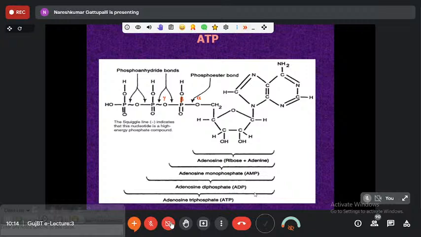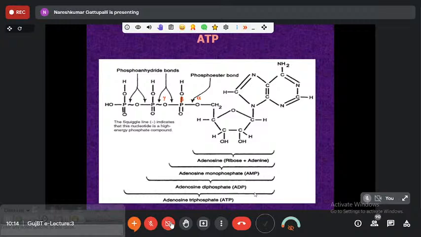So the beauty of energy metabolism is that the majority of the processes are happening in the aqueous environment, and some of the things are happening in lipid and non-aqueous environments.